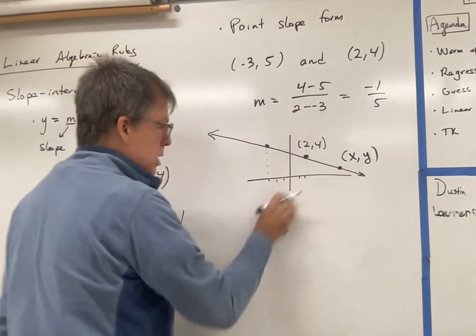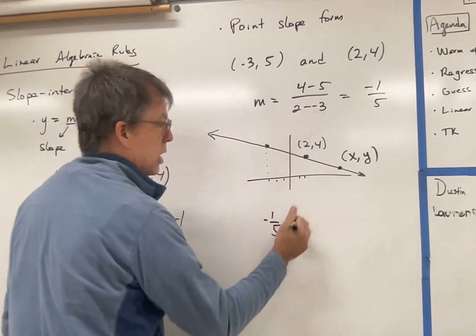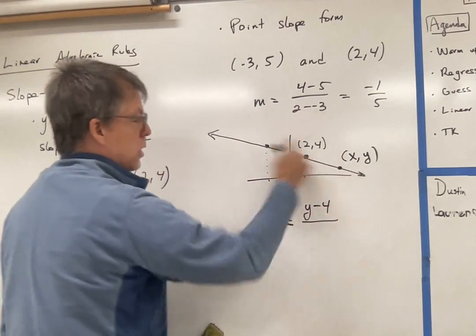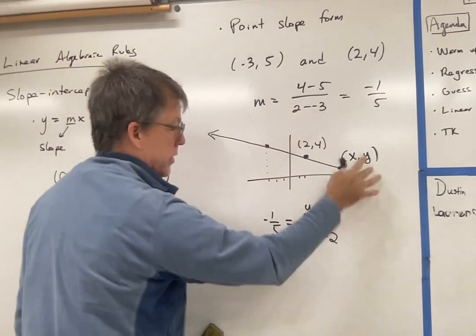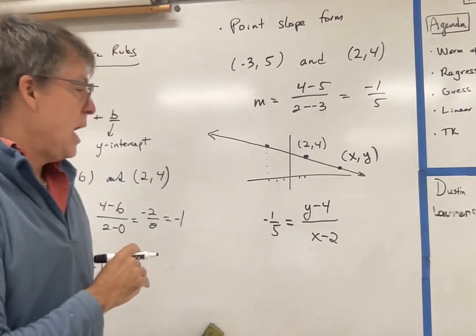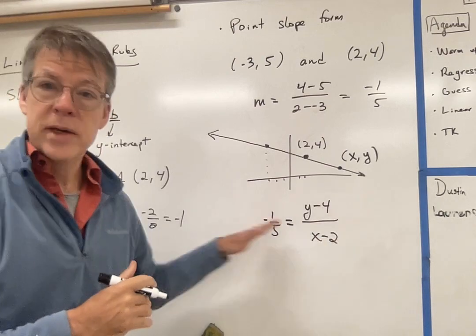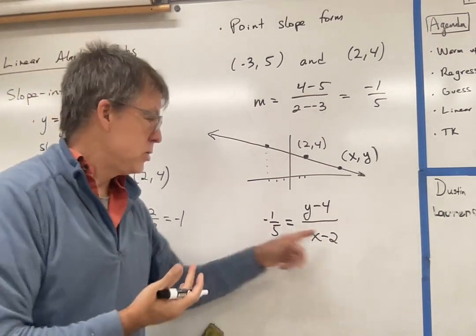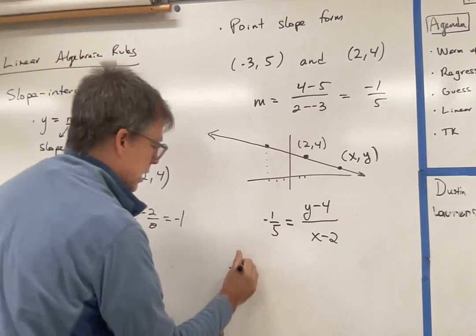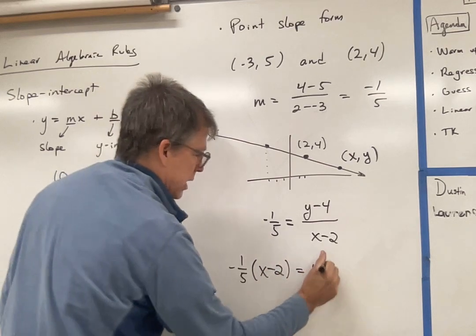So I'm just going to write down what I just said. My slope, negative 1/5, had darn well better equal this (y minus 4) all over (x minus 2). You see how I just found the slope there and set it equal to what I already know the slope is? Then I'm going to multiply both sides by this (x minus 2), because guess what that'll do to this fraction? It'll just make it go away.